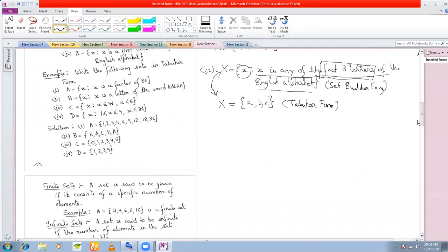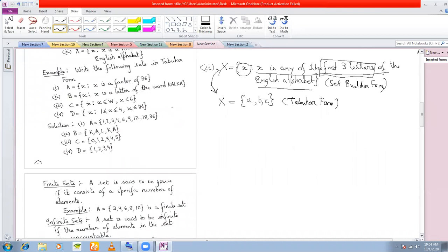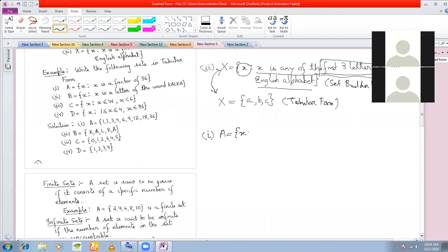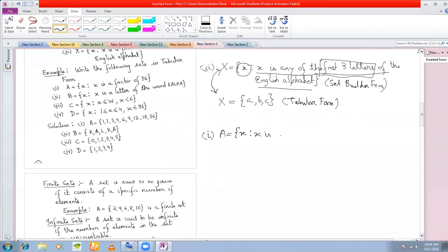Look at this. Write the following sets in tabular form. Okay, number one. See, this set is given in set builder form: X such that X is a factor of 36. So X is in this set A, and what is the definition of X? The definition of X is that X is a factor of 36. So if I want to write this in tabular form, same set, then how will I write? X is a factor of 36.